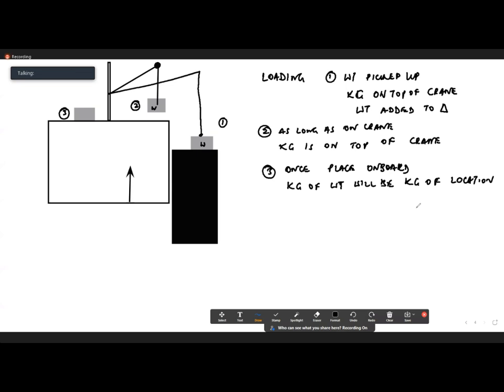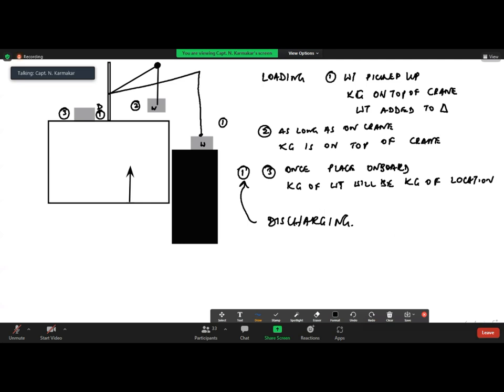No, sir. Right. Now, same way, we can also look at discharging. When we are discharging, the procedure will be the other way around. So the first position will be here. Let me write it outside so that this will be the first position for discharging. That is, KG of the weight will be the KG of the location.